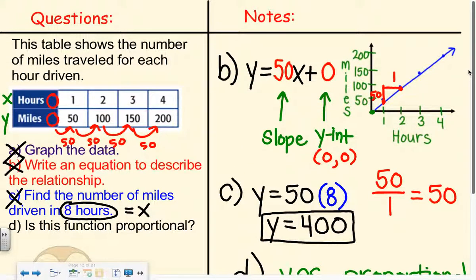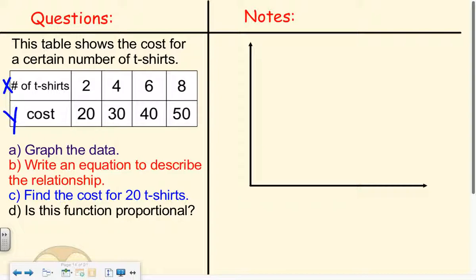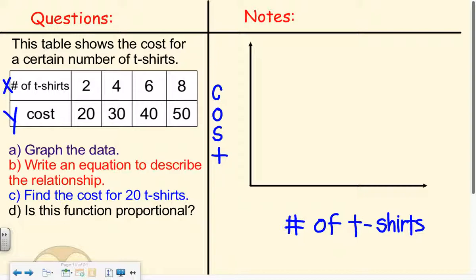All right. Second example. This table shows the cost for a certain number of t-shirts. So now we again need to graph the data. So x is our number of t-shirts, y is our cost. So number of t-shirts goes on the x-axis, cost goes on the y-axis.